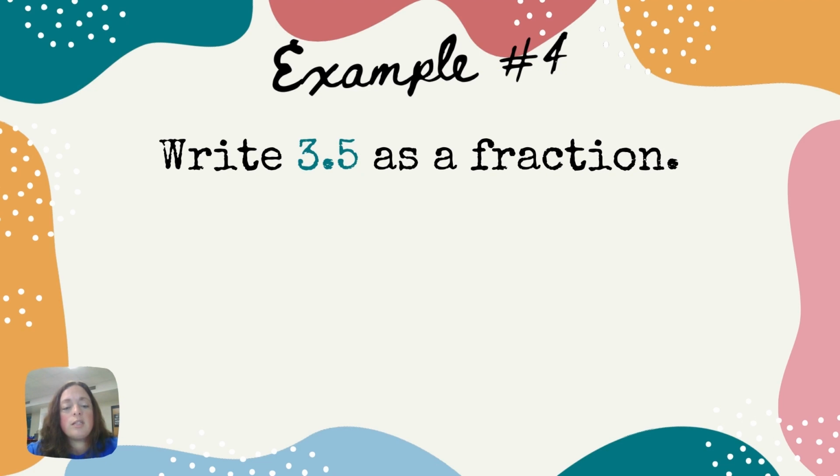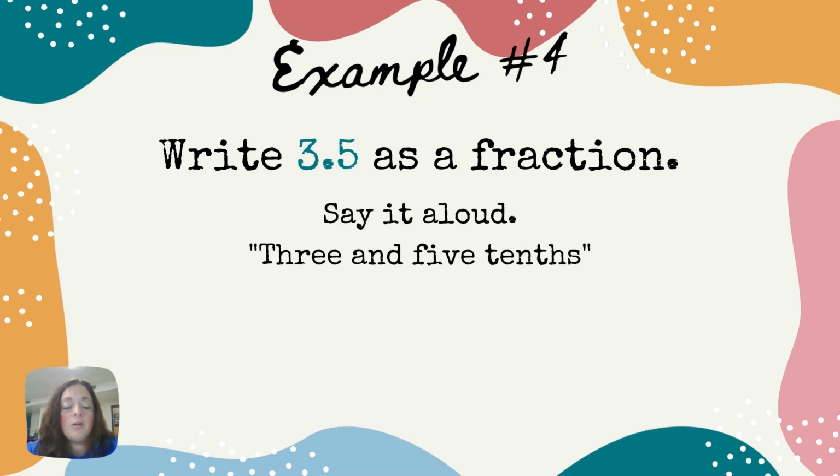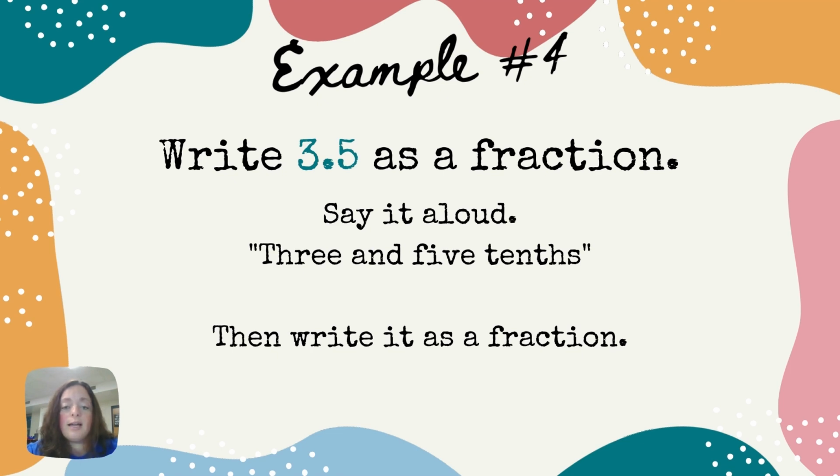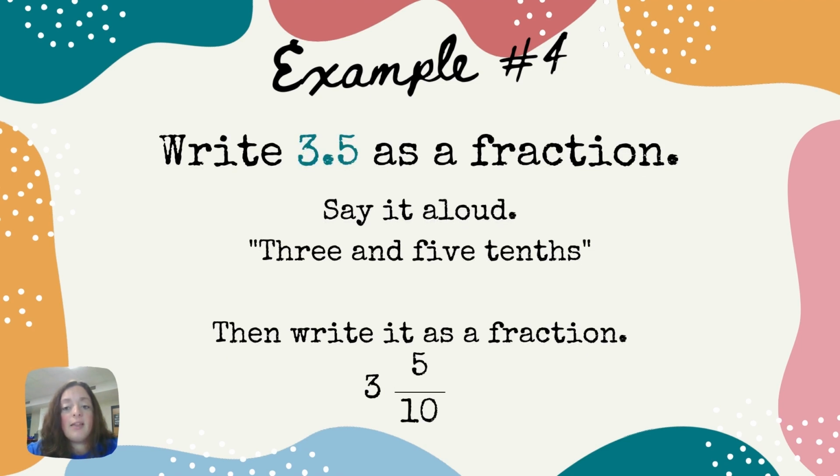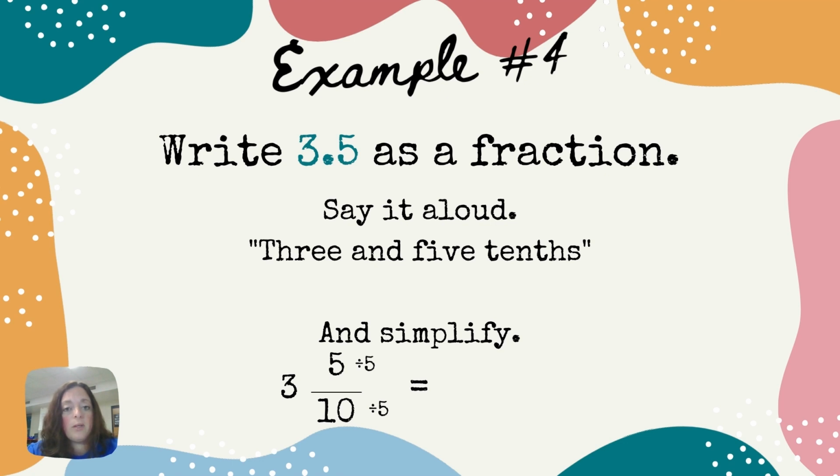And finally, example 4, let's try a number that has a whole number and a part. Write 3.5 as a fraction. Start by saying it out loud correctly, 3 and 5/10. And then we write it as a fraction, the way that it sounds, 3 5/10. But 5/10 can be simplified. So we're going to divide both the top and the bottom number by 5. We don't need to do anything at all with the 3. We leave it alone because it's still 3 whole.